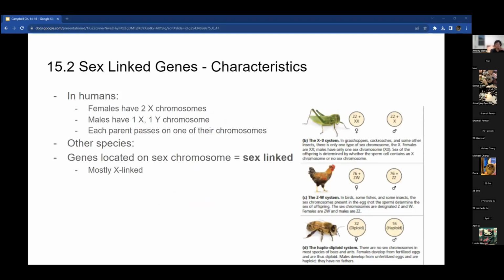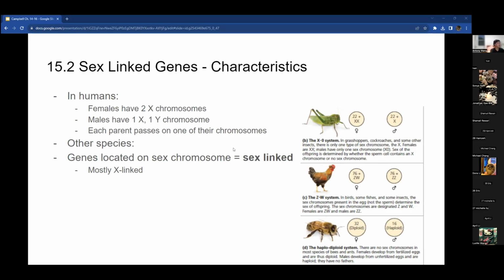So there are many types. You might think that all animals have sex determined by an X and a Y chromosome. That's not really the case. On this right side, there are many different types of sex determination in different animals. Humans have the XY system, where the male has a Y chromosome, and that Y chromosome will determine the sex of the offspring.